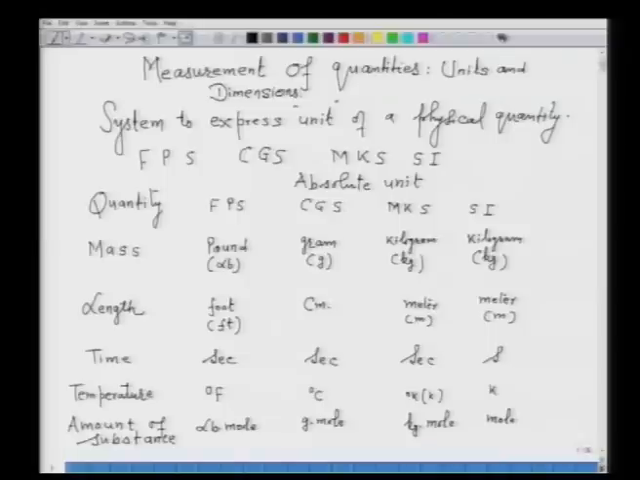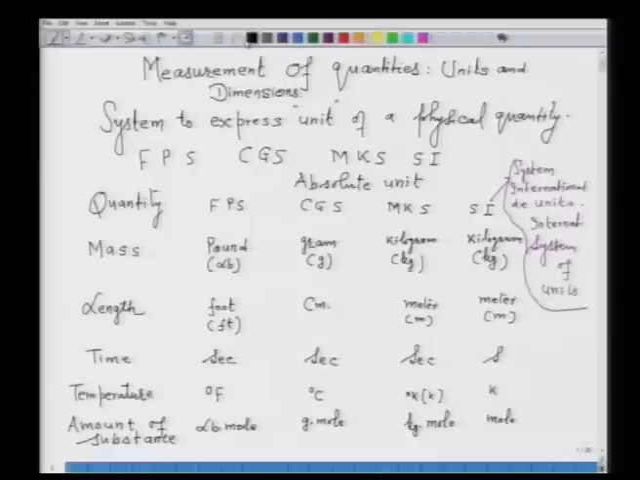Now, this SI, I am just writing separately, SI means Système International d'Unités, which means the international system of units. That is what this SI system means.